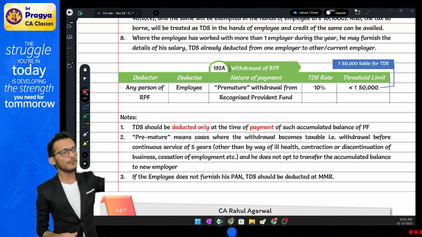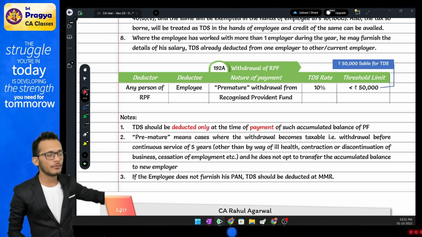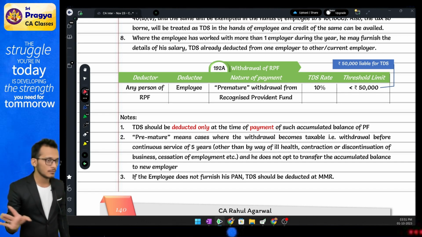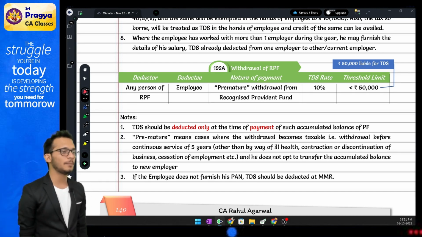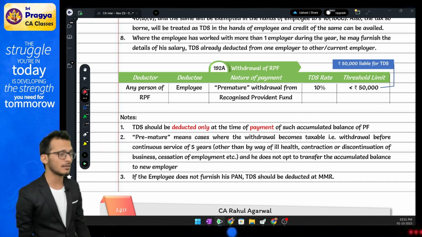PF authorities will deduct TDS at the rate of 10% if the threshold goes above 50,000. Exactly 50,000 or below, no TDS comes. Assuming the person does not furnish his PAN number to the PF authorities, they will deduct at MMR. What is MMR?